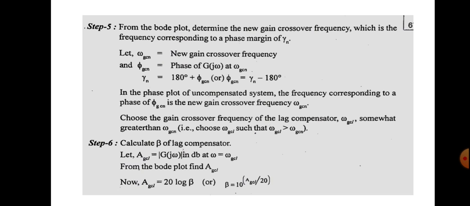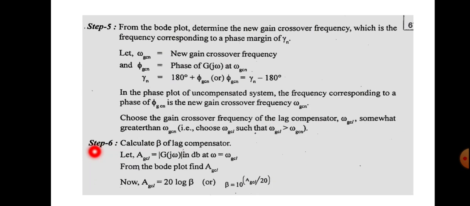Once you get φGCN equal to gamma n minus 180 degrees, you can mark that omega GCN on the graph, and from it you will get a particular value for omega GCN. The next step is to choose a new gain crossover frequency for the lag compensator that should be greater than omega GCN. That means you will select a value omega GCL that is greater than omega GCN. That is the difference here. So in step 5, we go for a new value omega GCL which should be greater than omega GCN. That is the only difference from the previous videos.